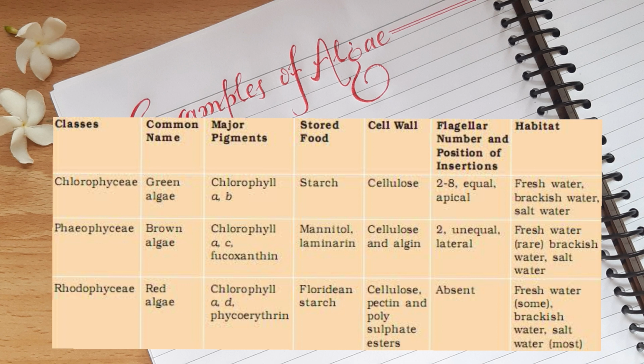Then the next column tells about the form of stored food in these algae. Like in Chlorophyceae, it is stored as starch. Phaeophyceae as mannitol and laminarin. And in Rhodophyceae as Floridian starch. Then there's cell wall composition, number of flagellas and their position, and also the habitat. But let's just leave that for now. For today, I only wanted to bring the common name, the pigments, and the stored food to your attention. So now that we are done with this table, let's grab our notebooks and our pencils and let's learn this together.